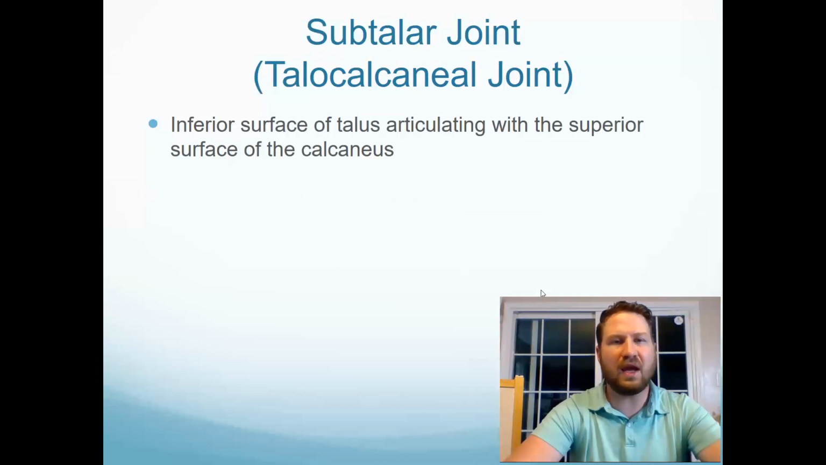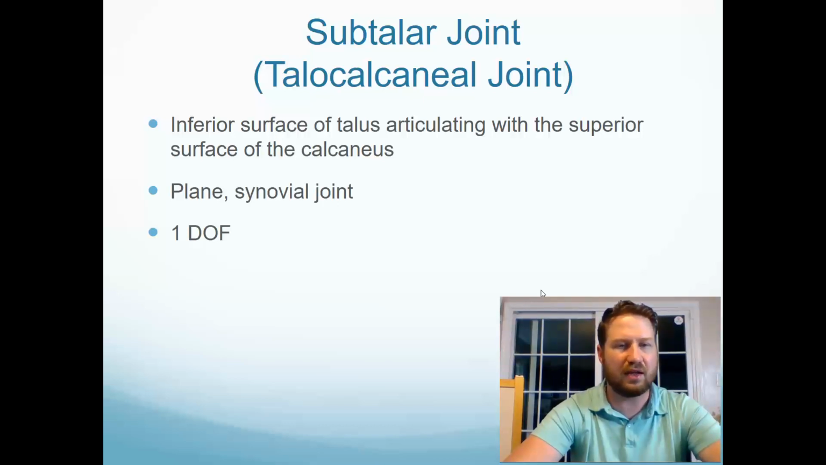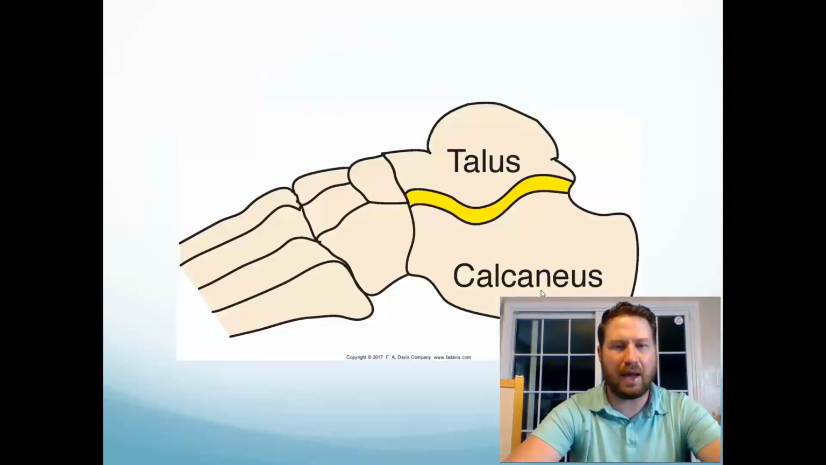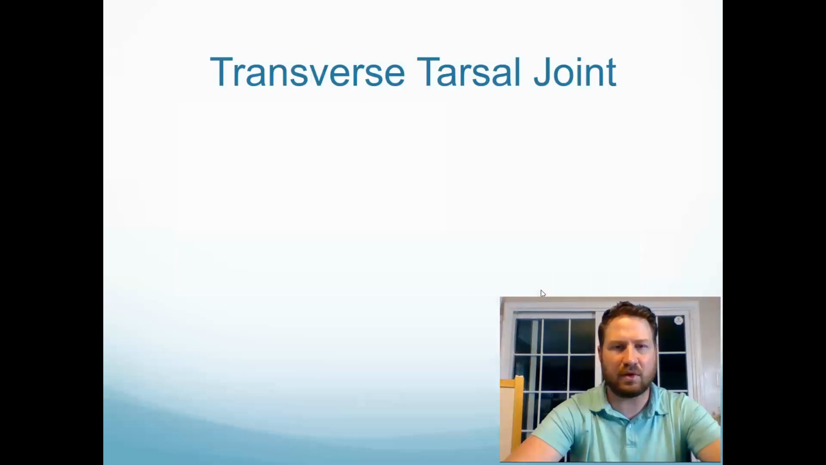And then we have our subtalar joint. This is the inferior surface of the talus articulating with the superior surface of the calcaneus. This is a plane synovial joint, no angle of rotation or anything like that. 1 degree of freedom for inversion, eversion. So you're going to hear about calcaneal inversion and eversion. And that happens around an oblique axis as well. It's part of the triplanar confusion of the ankle.